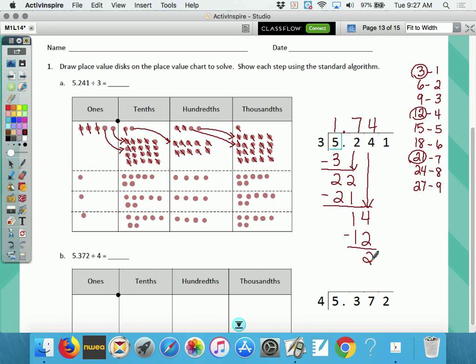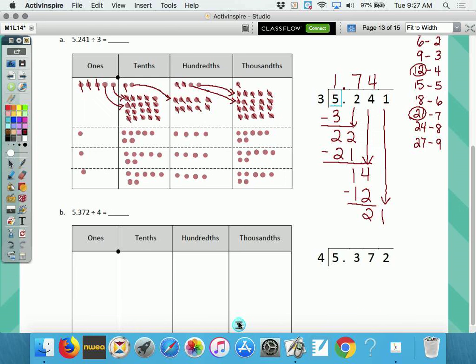Is it okay to bring my 1 down? Yes. How do you know? Because 2 is less than the divisor. So now I'll go back to 21. How many will be in each group? I'm not going to write anymore because I'm going to run into my next problem if I do, but I guess I could write it really small. There. Okay, so that's a whole problem.